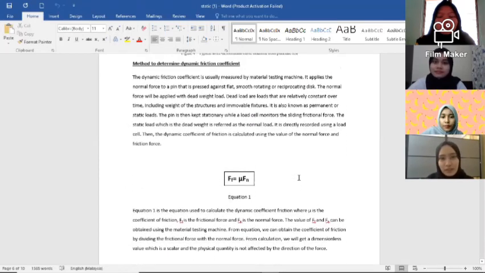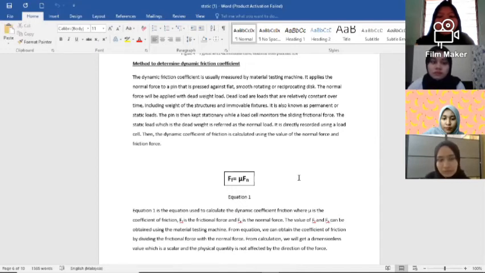Next, the method to determine the dynamic friction coefficient. The dynamic friction coefficient is usually measured by a material testing machine. It applies the normal force to a pin that is pressed against a flat, smooth, rotating or reciprocating disc. The normal force will be applied with a dead weight load. Dead loads are loads that are relatively constant over time, including weight of the structures and immovable fixtures. It is also known as permanent or static loads.